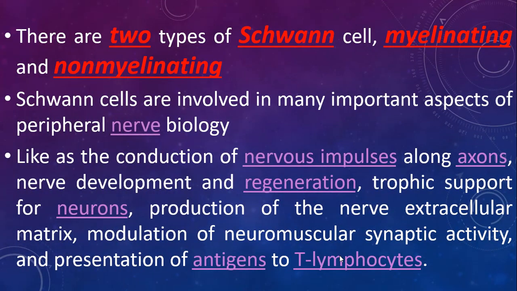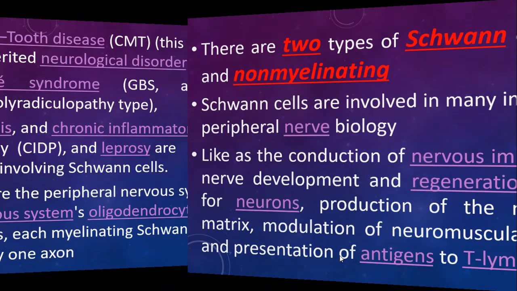There are two types of Schwann cells, myelinating and non-myelinating. Schwann cells are involved in many important aspects of peripheral nerve biology, such as the conduction of nervous impulses along axons, nerve development and regeneration, trophic support for neurons, production of the nerve extracellular matrix, modulation of neuromuscular synaptic activity, and presentation of the antigen to T lymphocytes, immune function.